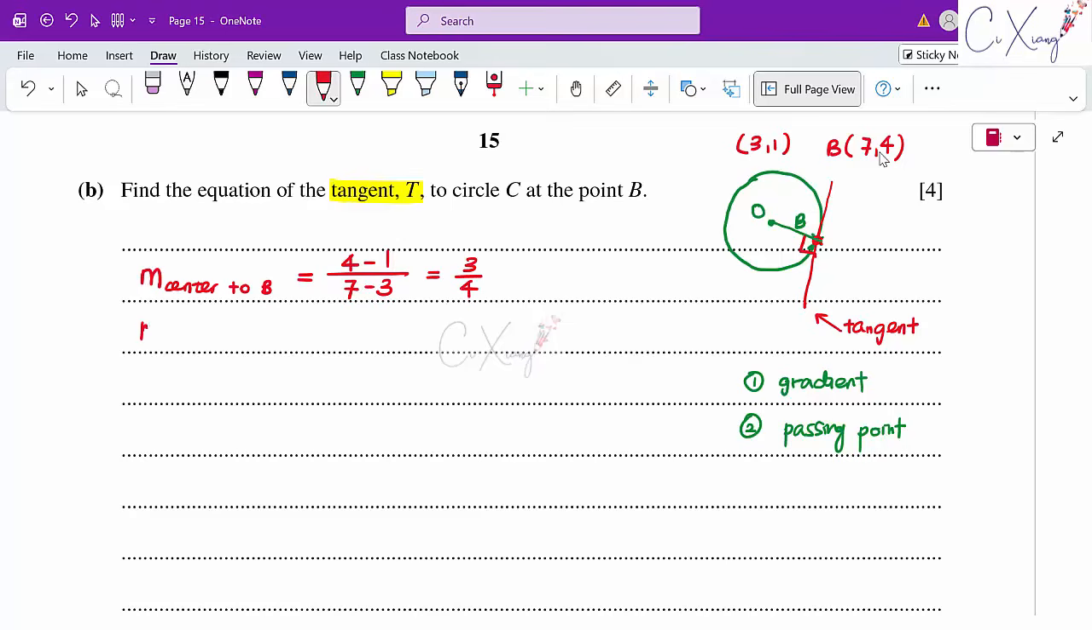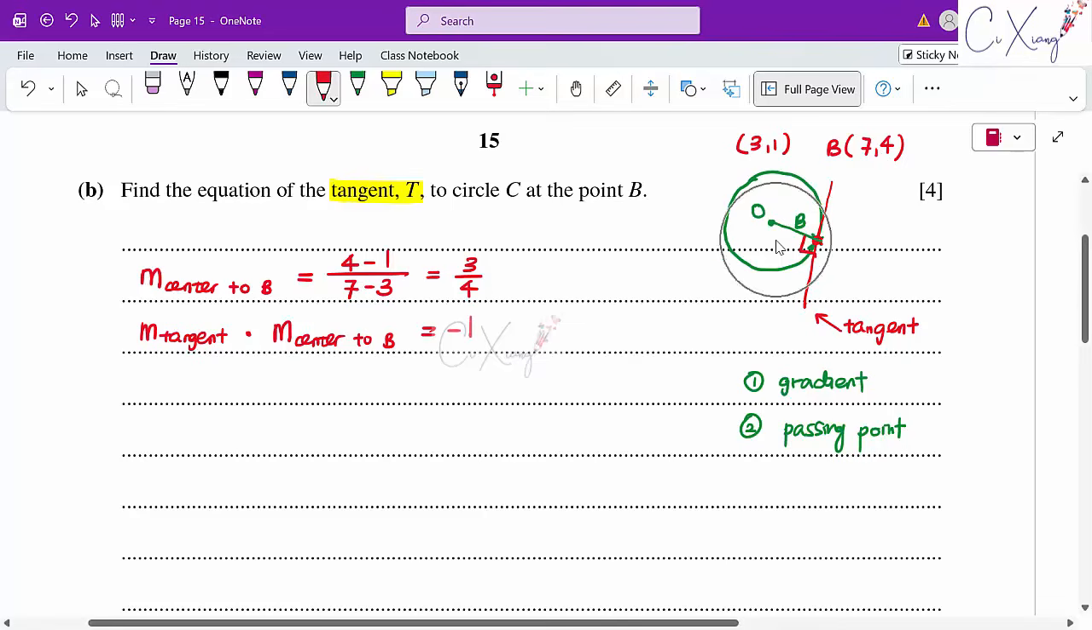Okay, then the gradient of the tangent multiplied with the gradient of the center to B should be equal to -1, because I know that these two particular lines, the green color and the red color line, are perpendicular to each other. Therefore, when you multiply the gradients together, it should be equal to -1. And from here, very easily, you can get the gradient of the tangent, which should be equal to -4 over 3. Right, so you're having the gradient done.